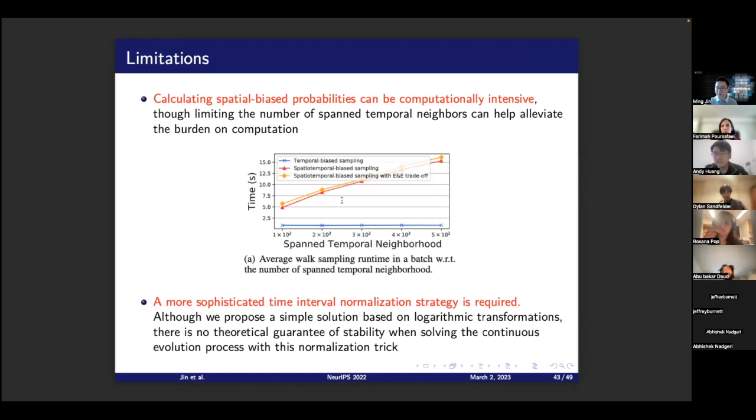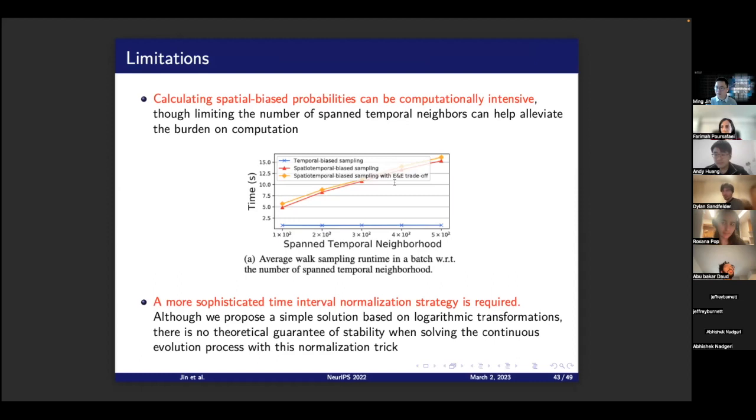One of the things I have to emphasize is that, as you can see here, if we introduce the spatial biased probabilities into the walk sampling, the runtime increases drastically, and it is also positively proportional to the span of temporal neighbors. This is also one of our future research directions, to overcome this phenomenon, because it's not desired. It's computationally heavy, especially for cases where we need a large span of temporal neighbors. There is a huge gap, and how we can overcome this limitation is going to be a very interesting question in the future.